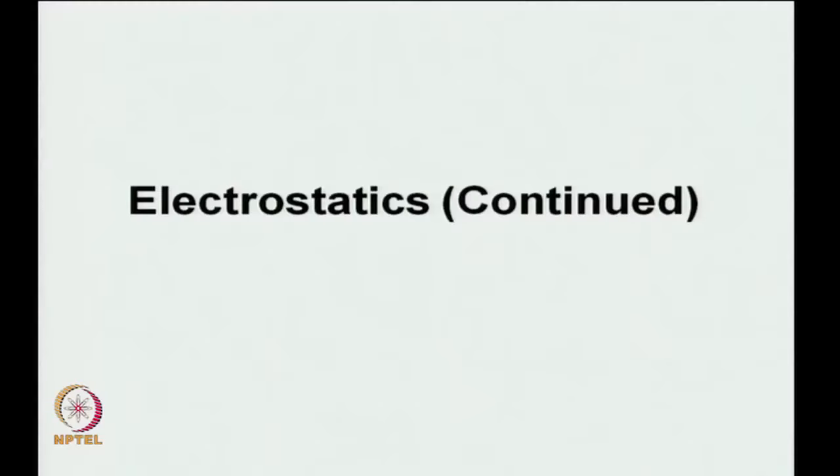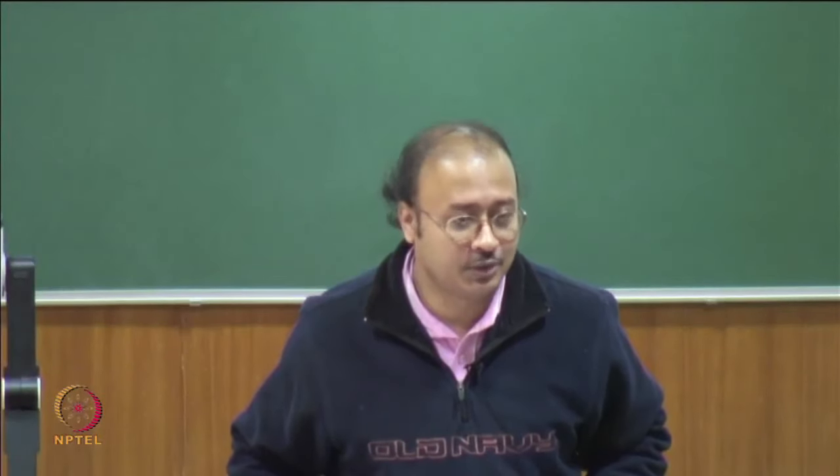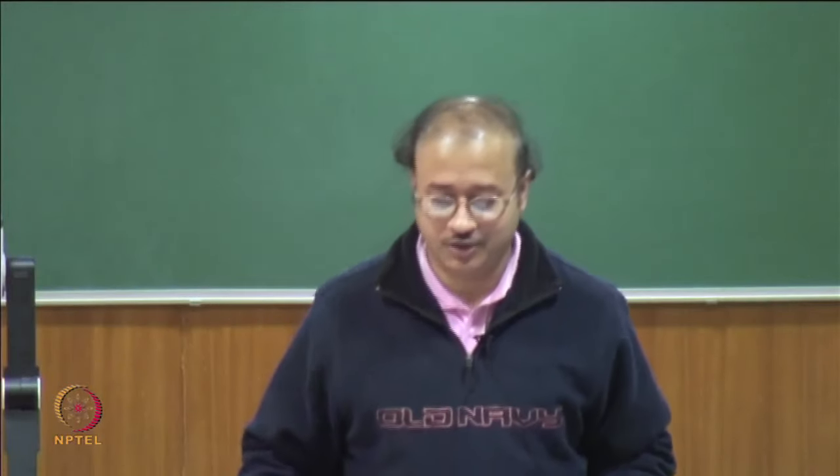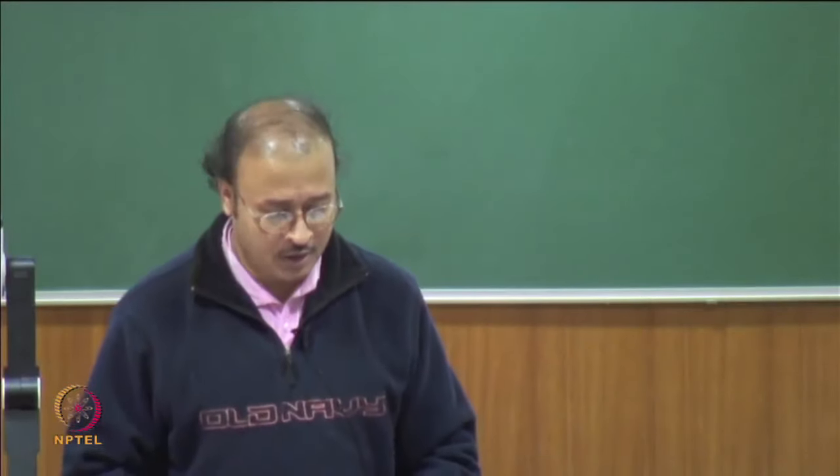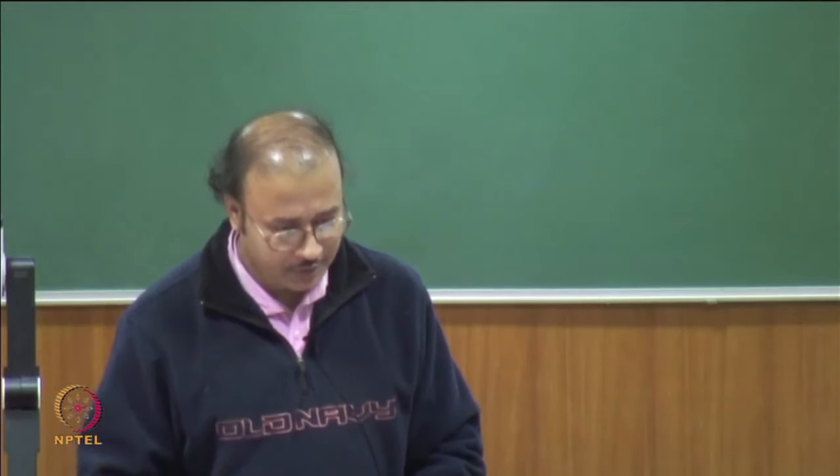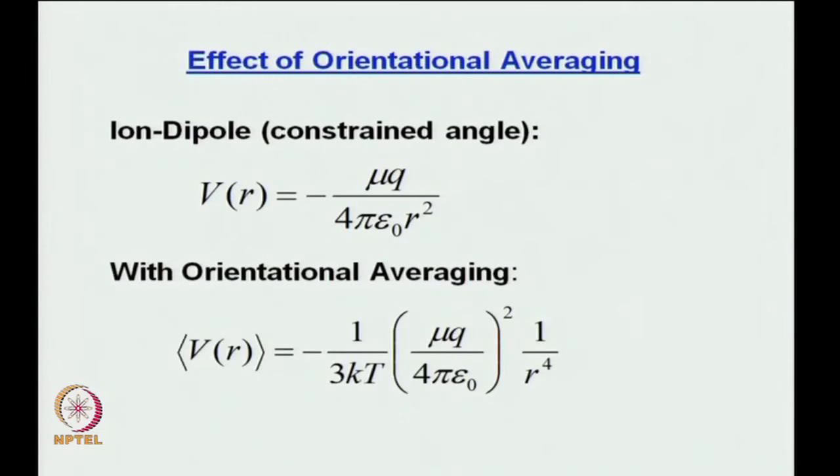So, today we will finish off with electrostatics. Essentially the ion-dipole, dipole-dipole, that is what we were looking at for the last couple of classes. So, this is what we looked at in the last class. For example, you have your ion-dipole interaction, and this varied as 1 by r squared with a negative sign for attractive potential. Now, if you have orientational averaging, that means one is moving with respect to the other at different angles, then essentially it becomes 1 by r to the power 4. That is what we have seen last class.